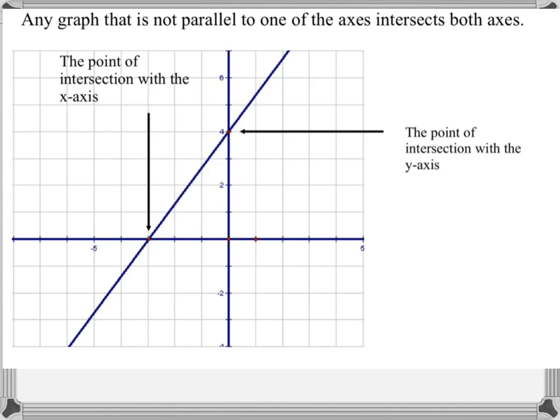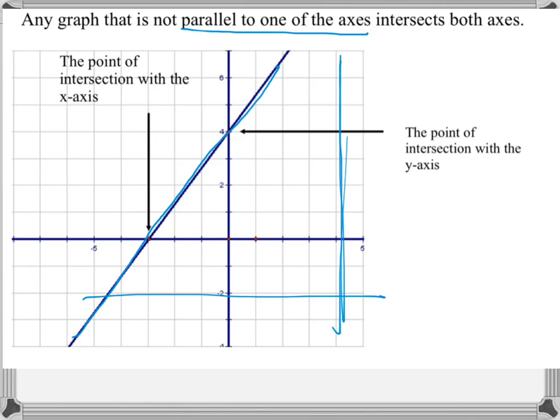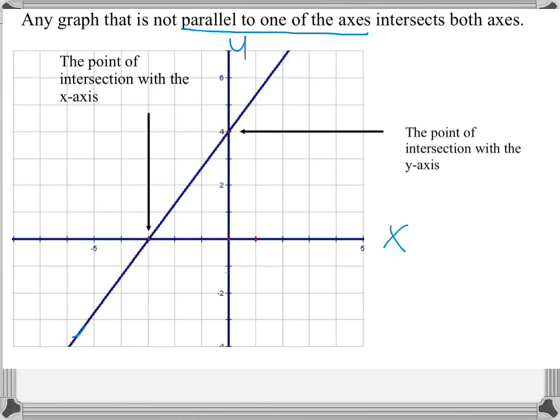Okay, so if I look at a graph, any graph that is not parallel to one of the axes intersects both axes. So this line right here is not parallel, right? Parallel lines are either vertical lines or horizontal lines. If it's a vertical line, it intersects an axis only once. It intersects the x-axis. If it's a horizontal line, it will intersect right here. But every line that's not vertical or horizontal will intersect both the x-axis and the y-axis.